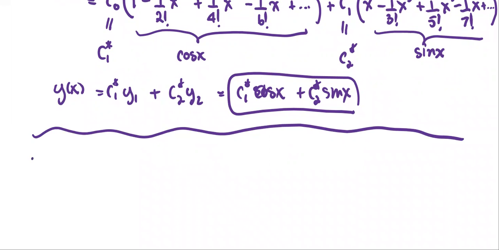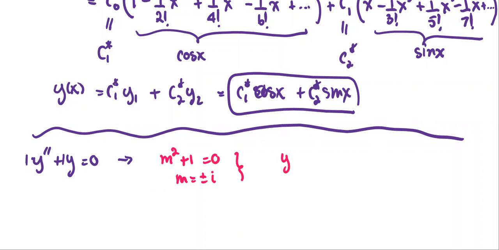Back to chapter 4. The differential equation y double prime plus y equals 0 is a differential equation with constant coefficients. If we look at the auxiliary equation, m squared plus 1 equals 0, then we obtain m equals plus or minus i, the complex conjugate i. That leads to the solution y equals C1 cosine x plus C2 sine x.